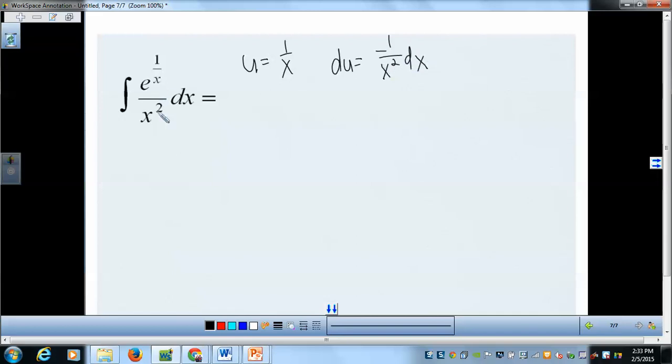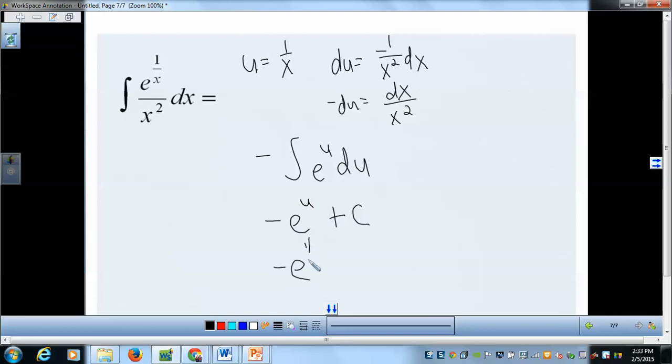So notice we have positive 1 over x squared dx, so I just multiply by -1, and I get the dx over x squared, which is a really good fit here. So now I can pull that negative out front. I have e to the u du, integrate that, which is just e to the u, and then plus c. And then once again, we want to go back and substitute our original u here, and that is our integration piece.